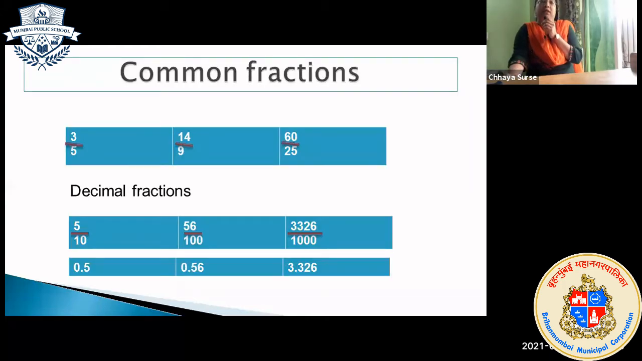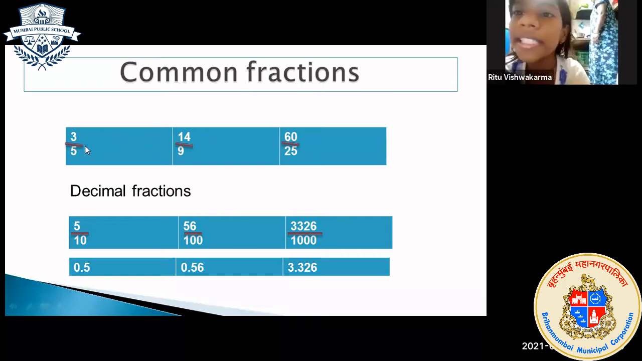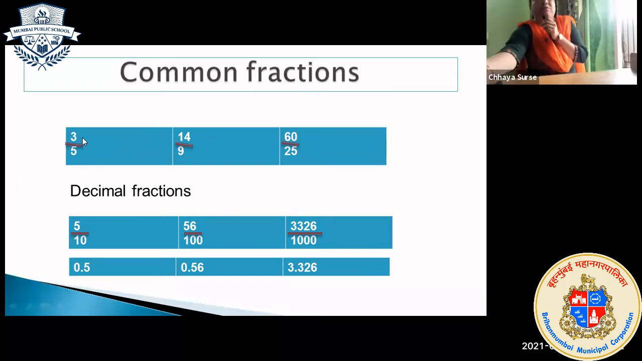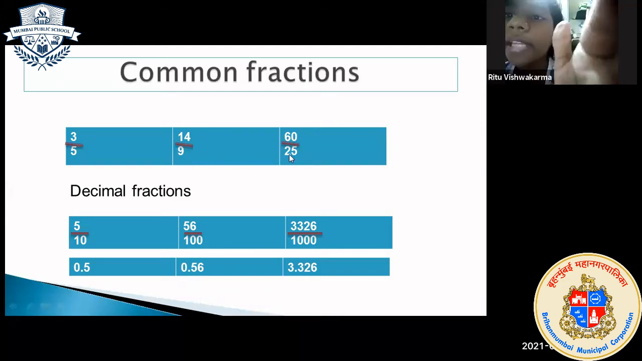So now see, here are some fractions. I have given some fractions here. What is the first fraction? Read this fraction. Miss, this is a common fraction. I know it is a common fraction, but you have to read this fraction. This fraction is 3 upon 5. Next one is 14 upon 9. And next one is 60 upon 25.